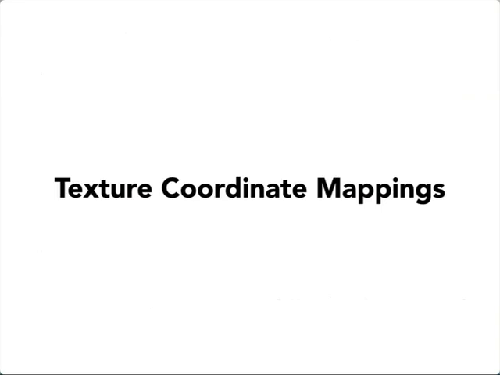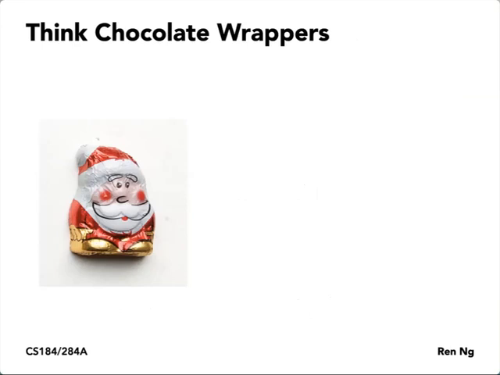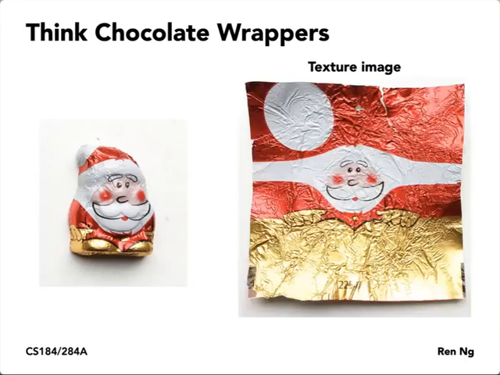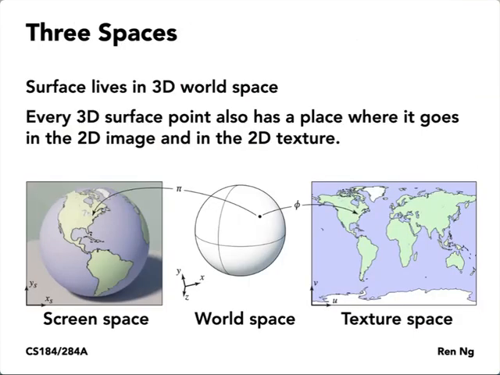So how does this work? Texture coordinate mappings. Thanks to my co-instructor from last year, Angjoo Kanazawa. Professor Kanazawa suggested to think of it like chocolate wrappers, okay? Here you have Santa Claus, and if you take it off the chocolate, then you can think of it as this kind of an object. So intuitively, it's like a shrink wrap, at least for this kind of object, onto the surface. You can, of course, map things in a structured way as well. Think of it like a map from latitude and longitude onto a sphere of the world.